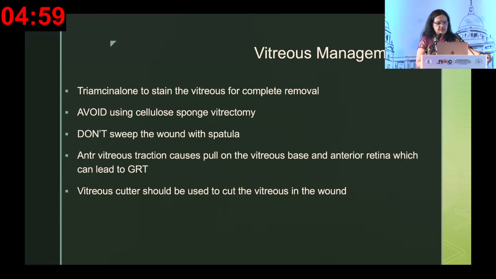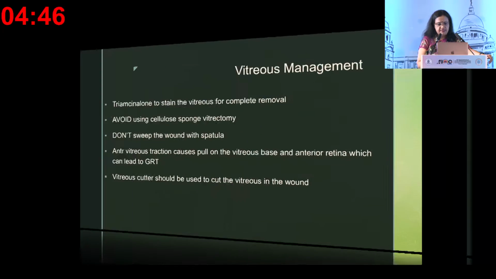Triamcinolone should be used to stain the vitreous. Avoid using cellulose sponge vitrectomy. Don't sweep the wound with a spatula. Vitreous traction can cause a pull on the vitreous base and anterior retina, which can lead to GRT. And vitreous cutters should be used to cut the vitreous even in the wound.